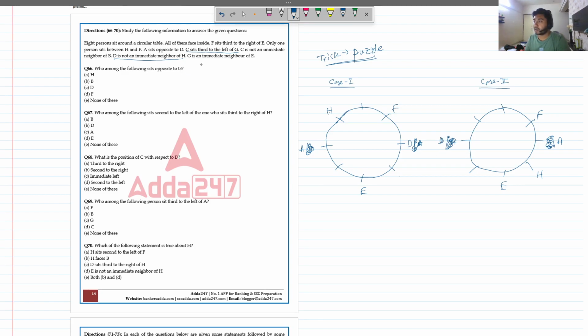Okay. G is an immediate neighbor of E. G is an immediate neighbor of E. Okay. So in this scenario G has the only possible way that it sits over here. Okay. And in this scenario G can sit over here also, over here also. Okay.